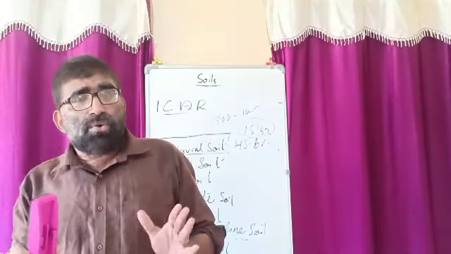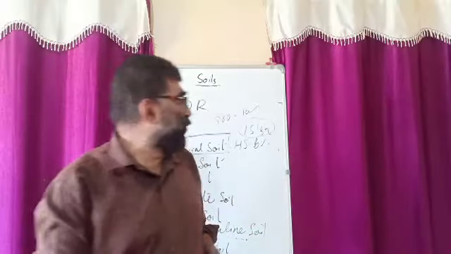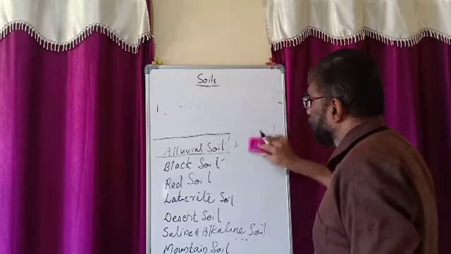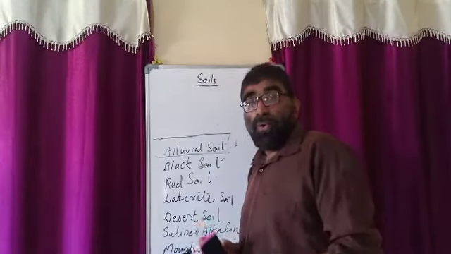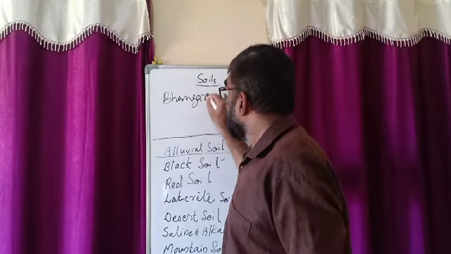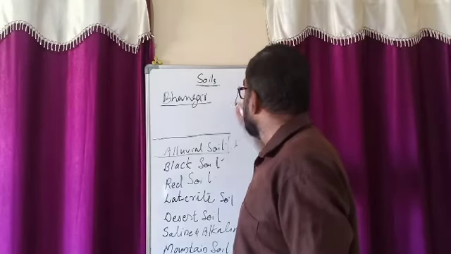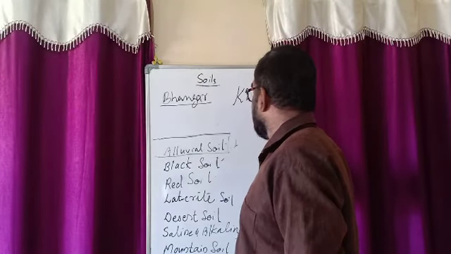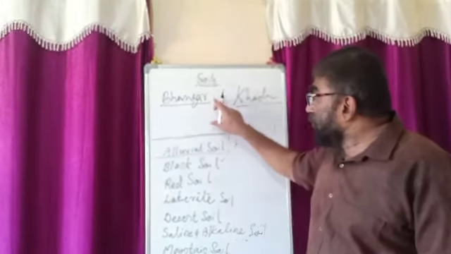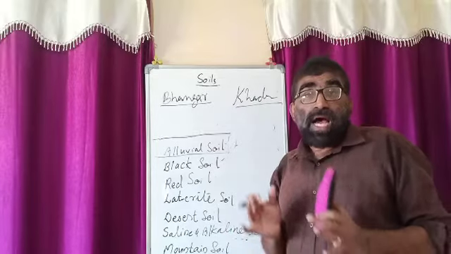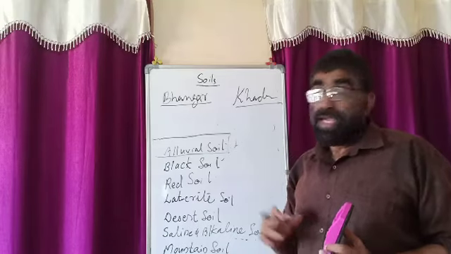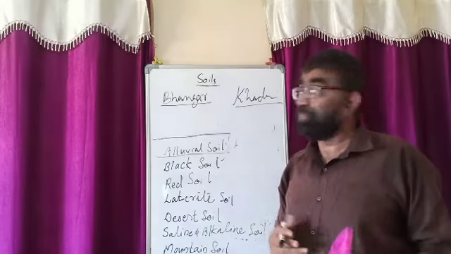And based on the occurrence, alluvial soil is mainly classified into two: Bangar soil and Khadar soil. Bangar soil is the old alluvium, and Khadar is the new alluvium. The old alluvial soil, Bangar soil, is found some 30 meters away from the course of the river. It is found in the upper course of the river.